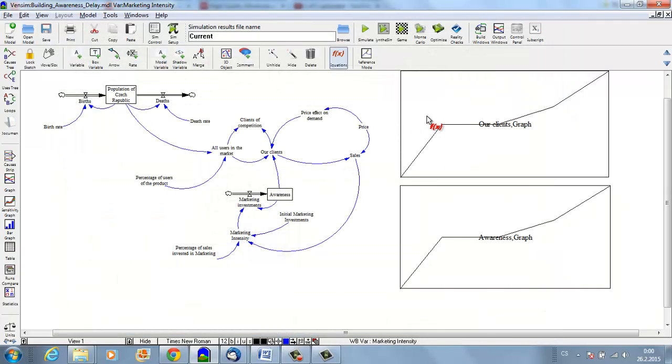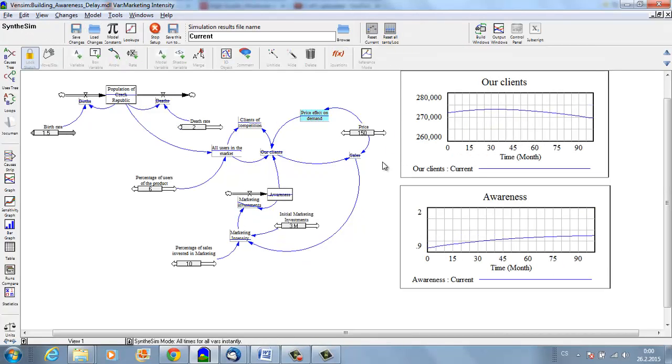So let's have a look at what it does now. So let's simulate it. And now we see, actually it looks very similar to what we saw before. We have quite a stable number of clients. It's somewhere between 270,000, 275,000, and it's decreasing with the population decreasing. While the awareness started at 1 and going up to, let's say, 1.2. It's quite low. We are not investing enough.